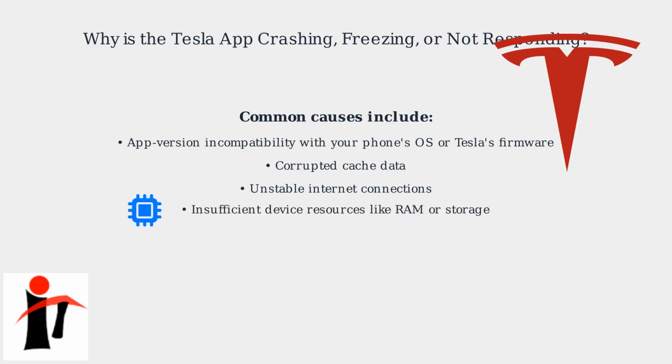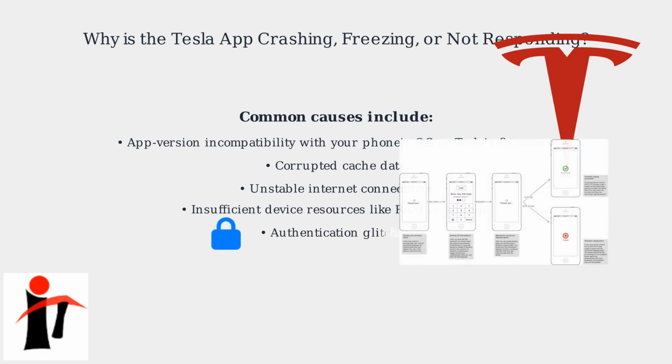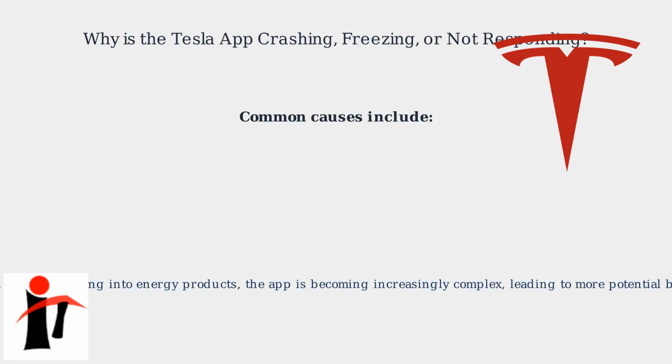Insufficient device resources like RAM or storage contribute to crashes. Authentication glitches can freeze the login process. With Tesla expanding into energy products, the app is becoming increasingly complex, leading to more potential bugs.